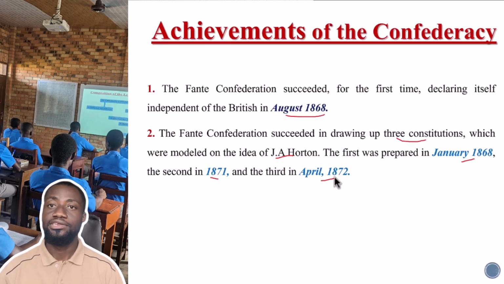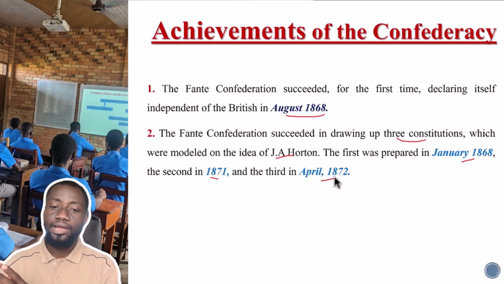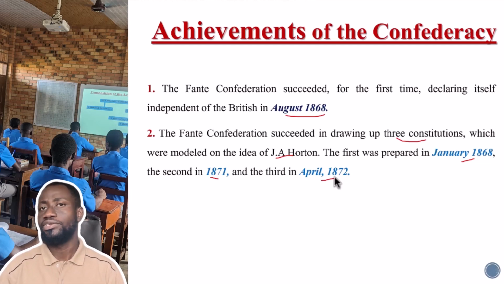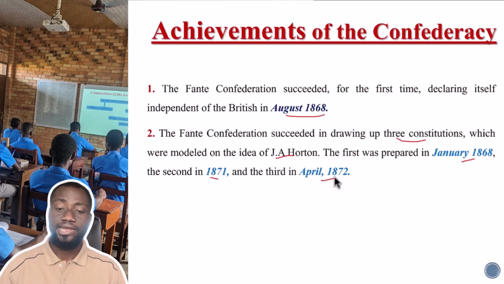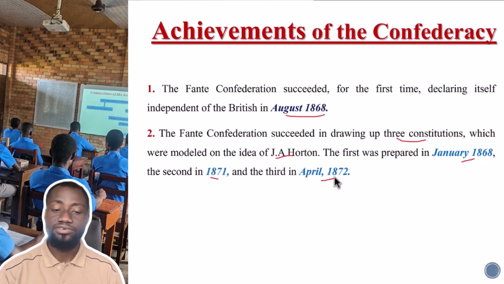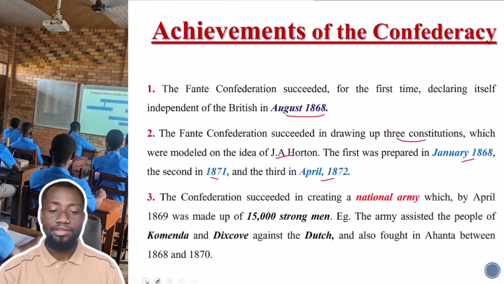You know what a constitution is all about: the laws that were going to be used to govern the Confederation. They managed to draw up 3 of them, and this is a great achievement for them at that time in the 19th century. Drawing up 3 constitutions was one of the achievements of the Fante Confederation. Now the next achievement of the Fante Confederation has to do with this.